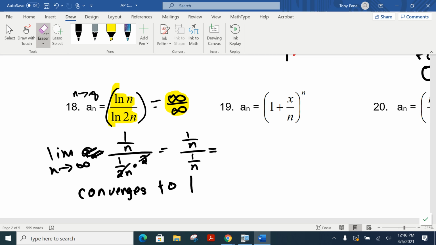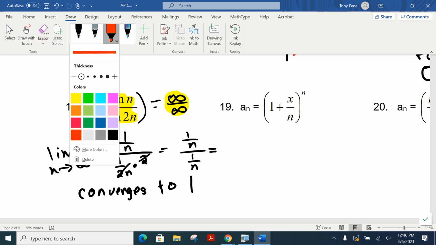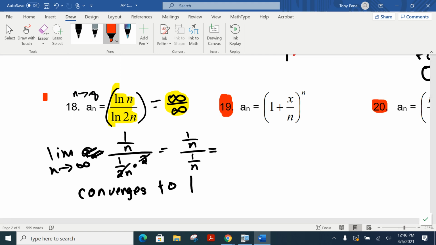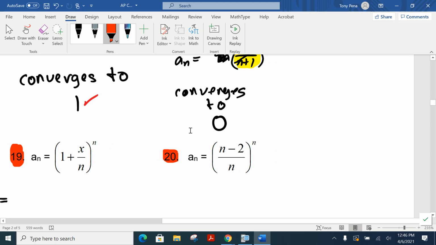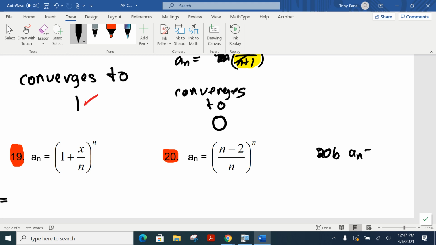Now, 19 is a big one. 19, 20, I think 21 too, if I remember correctly. So this is an important one because this is tricky business here. Let me actually add one off to the side here. We'll call this number 20b, right after number 20. And tell me what you think is going to happen to this. 1 plus 1 over n to the nth. As your n gets bigger and bigger and bigger, what is going to overall happen to this value?